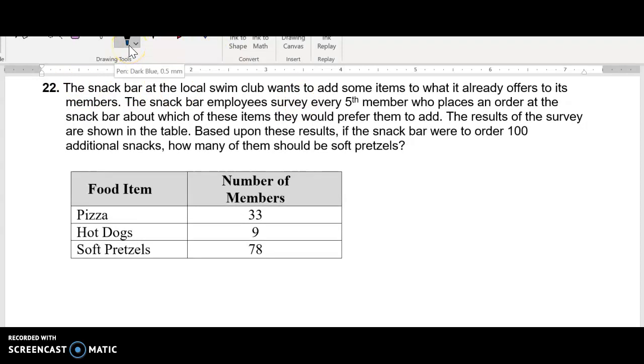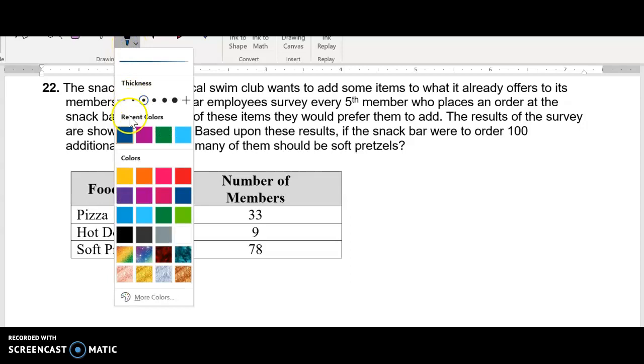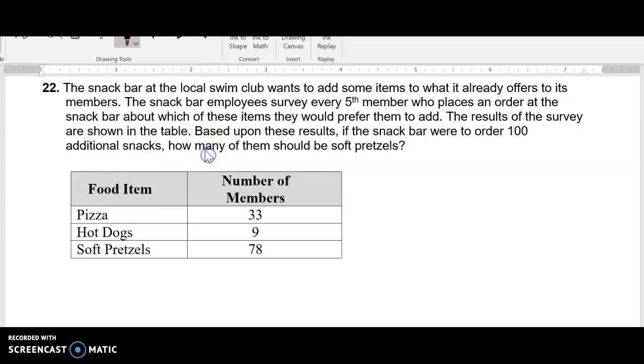The snack bar at the local swim club wants to add some items. We do this for inventory all the time. HEB does this phenomenally. The snack bar employees survey every 5th member who places an order at the snack bar about what they would prefer them to add. The results of the survey are shown below. Based upon the results, the snack bar wants to order 100 additional snacks. How many would be soft pretzels?